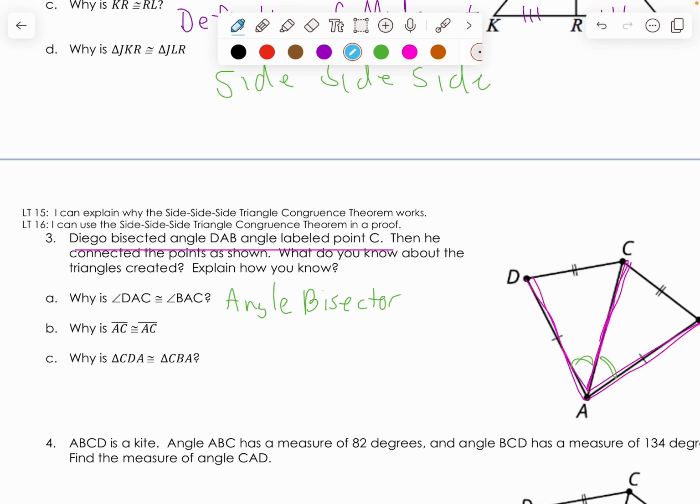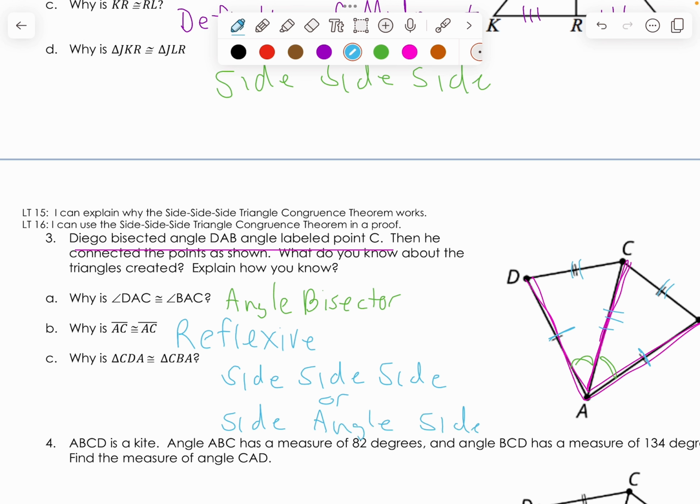This one gives us a lot of information for some reason. It gives us those two sides are the same, those two sides are the same. We also have this middle one by reflexive. This problem's a little crazy because we can say by side, or we have an angle, we could have said side, angle, side. So this one we just had so much information. That was pretty cool. We could pick what we wanted to do.